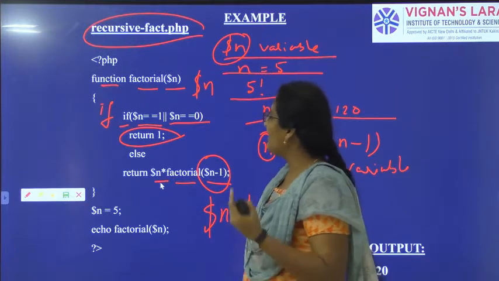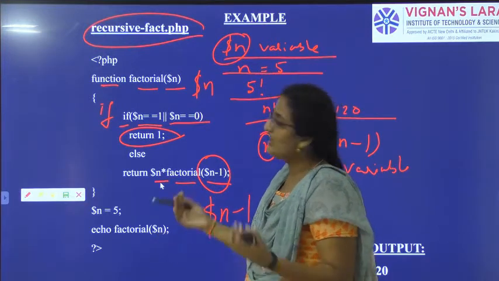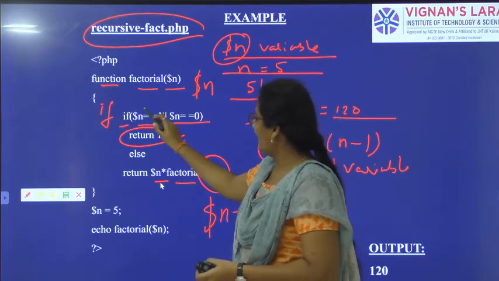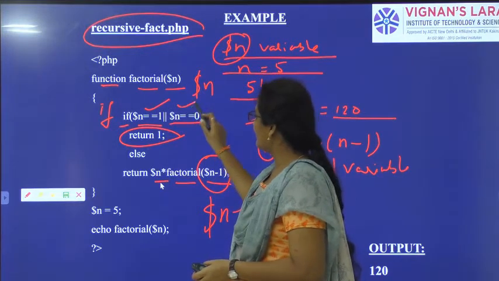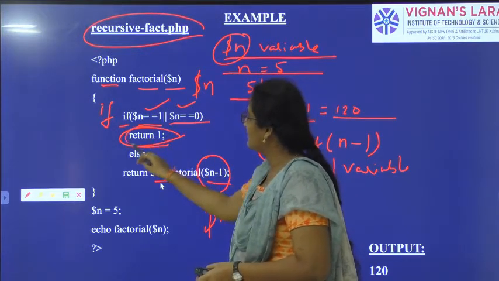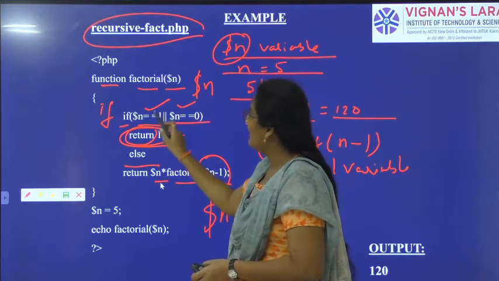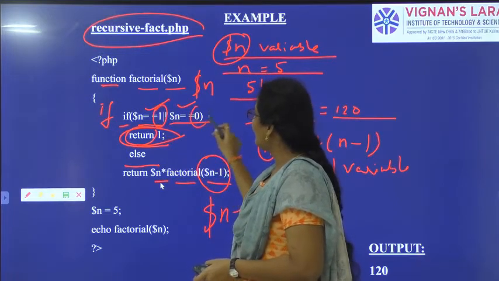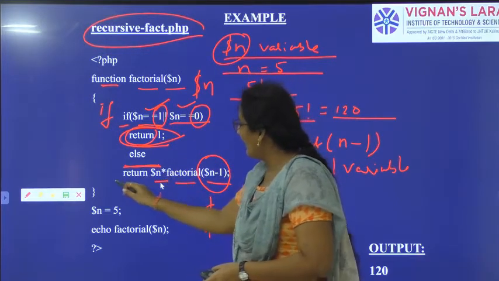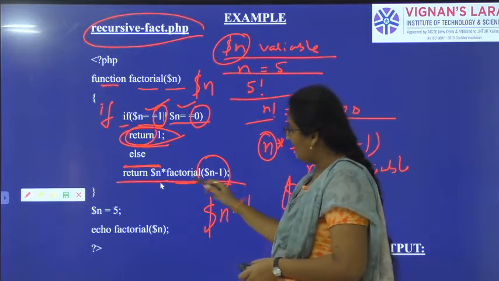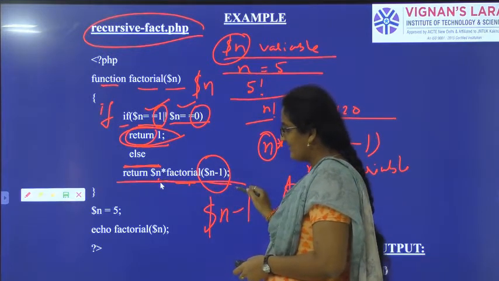1 factorial will be 1 only. 0 factorial also will be 1 only. So if n equal to 1 or n equal to 0, we should return 1. Return is used for output. Else, if n is not 1 and n is not 0, then you have the formula for factorial: n into factorial of n minus 1.